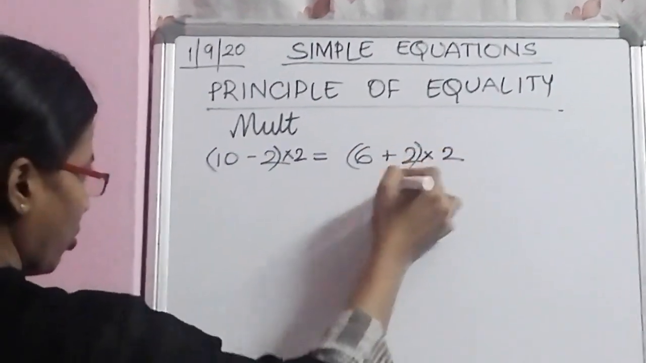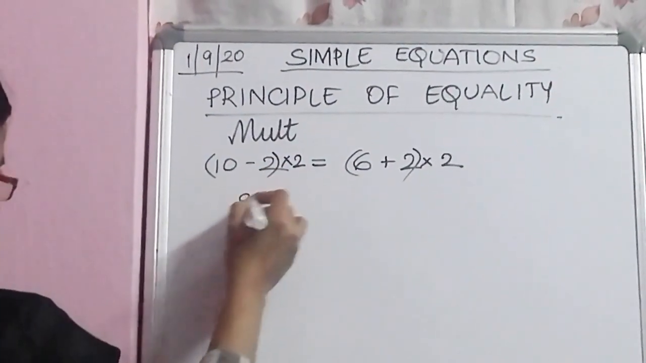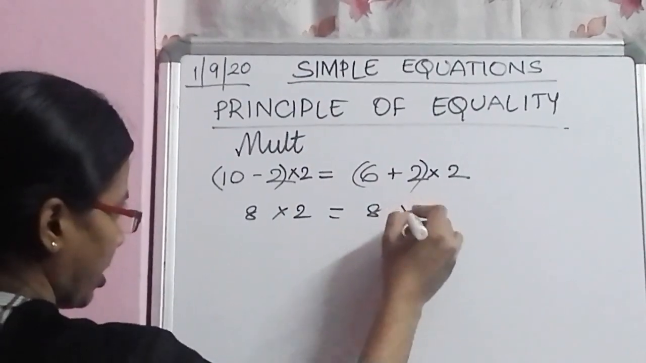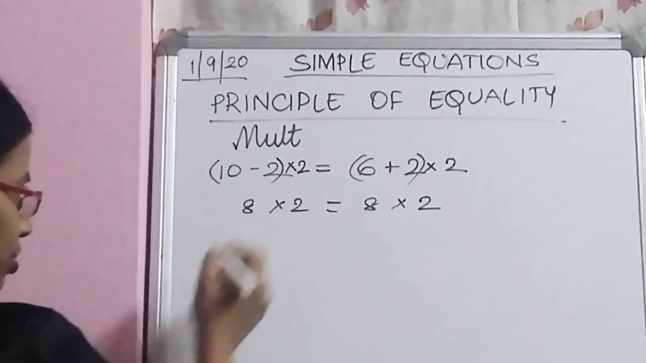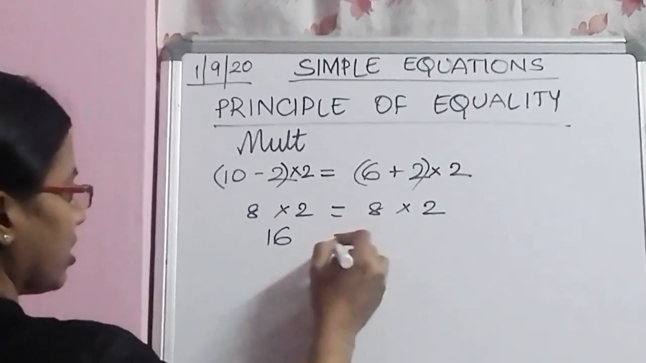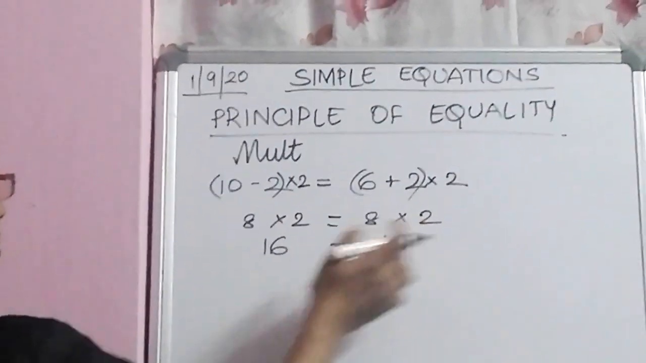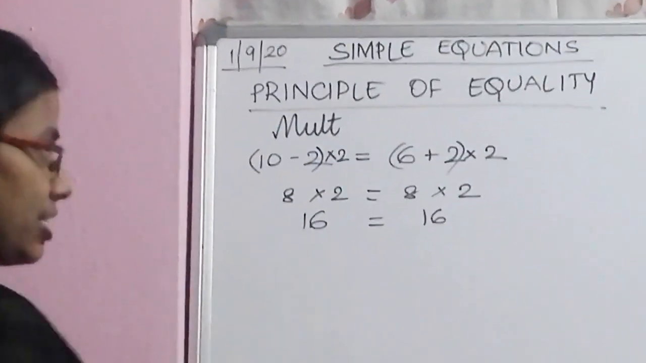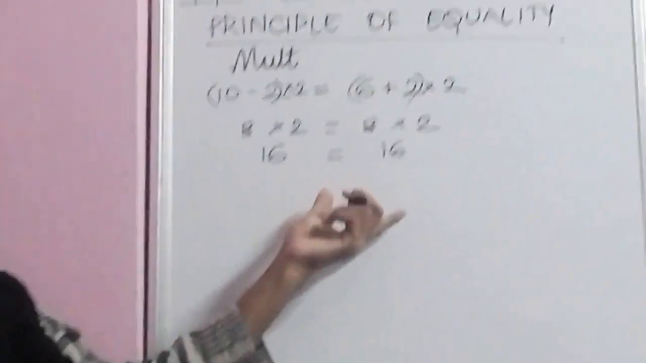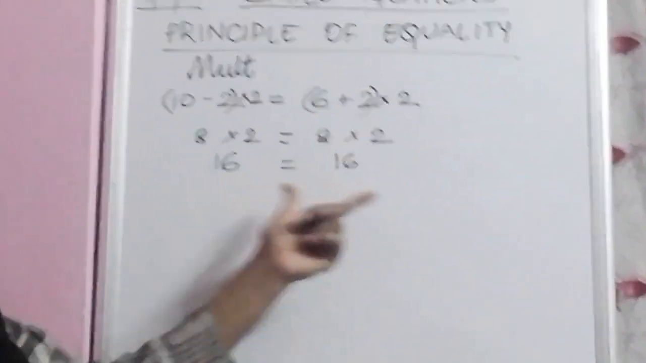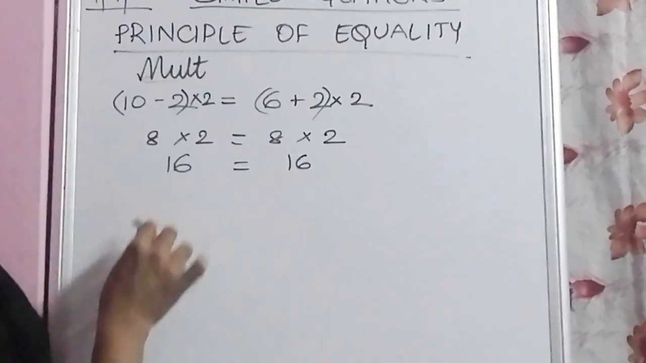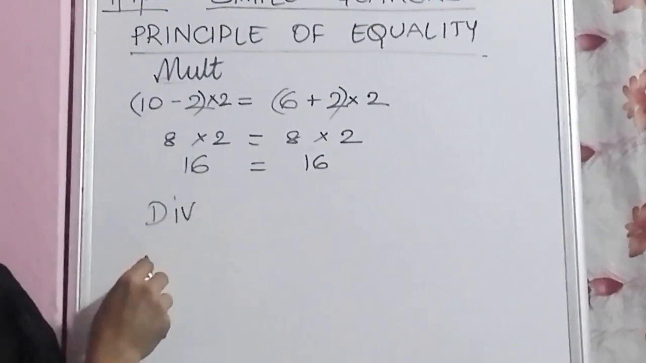So here what I am going to do is 10 minus 2 is 8 into 2, which is equal to 6 plus 2 is 8 into 2. 2 8s are 16 and 8 2s are 16. So here LHS is equal to RHS. Like this only you can take any number. If you are multiplying both the sides with the same number, you will get the result same. Now let us check with division.